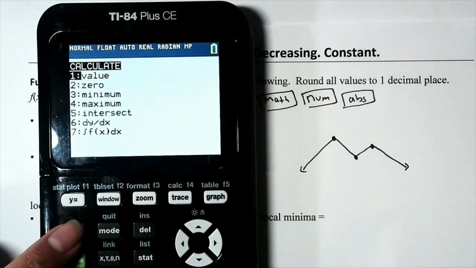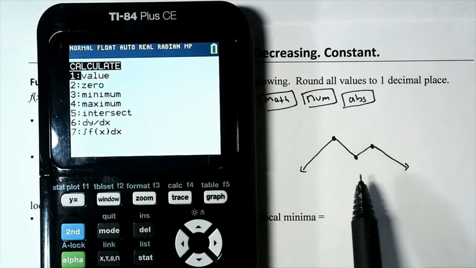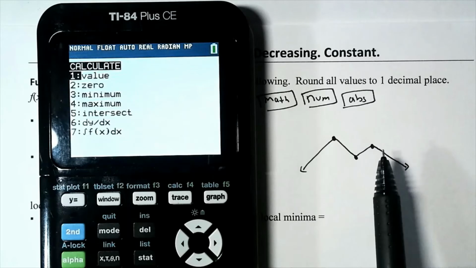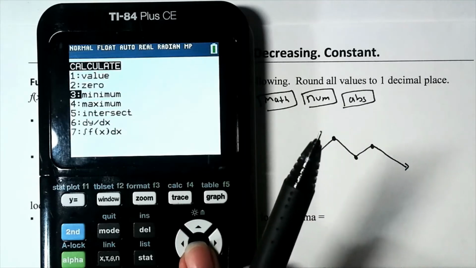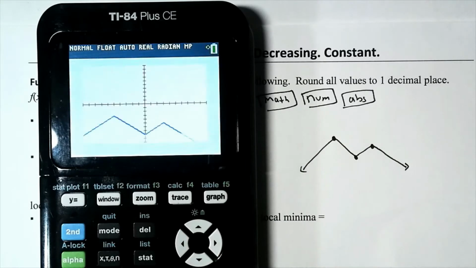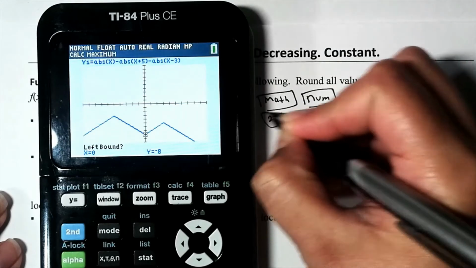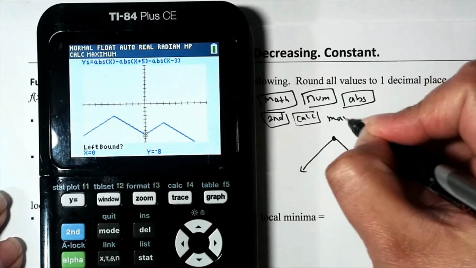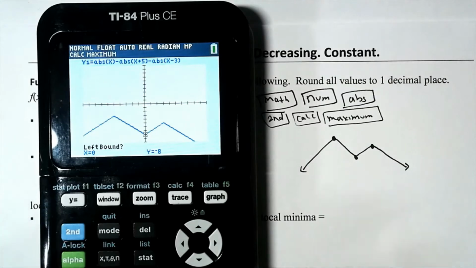So we're gonna put second calc, and then we want to find all those highs and lows, so those maximum and minimum values. So with your permission, I like to find these from left to right. So I'm gonna find this high point or this maximum. Okay, so we're gonna scroll down to maximum. And before I forget, let me go ahead and write down how I got that. Second calc, maximum. I love speaking to myself, as you can see, because that way I can reference my notes and then I'll be like, oh yeah, this is how I do it.